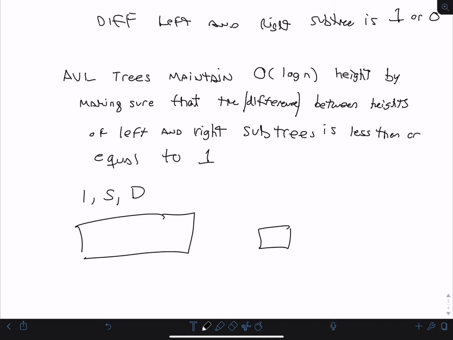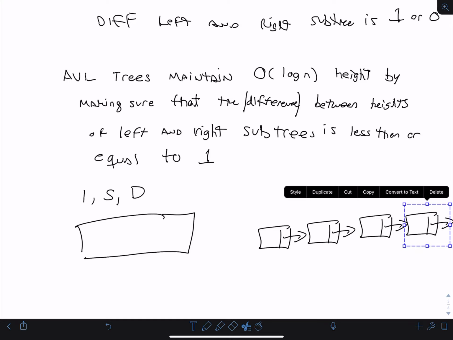With a linked list, there's one more. With a linked list, you can insert and delete quickly in an unsorted one.